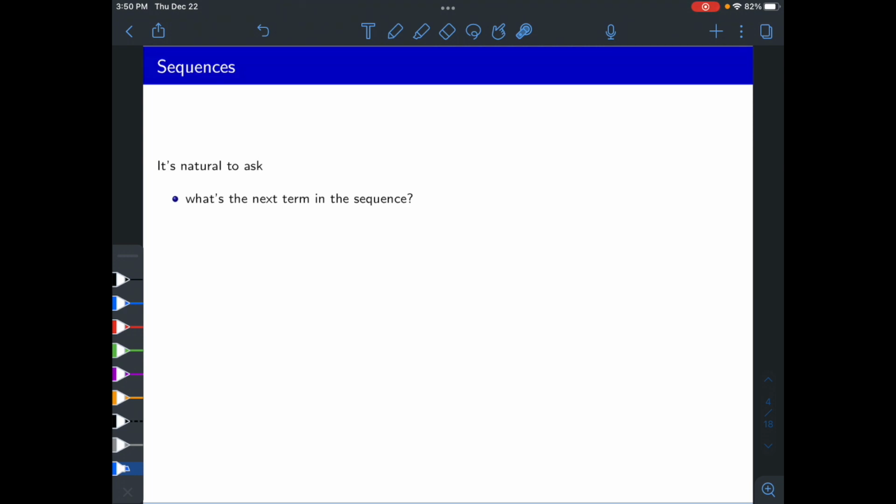It's natural to ask a couple questions about these sequences, such as what's the next term in the sequence? We've already looked at stuff like that so far. And what's a formula for the nth term in the sequence?